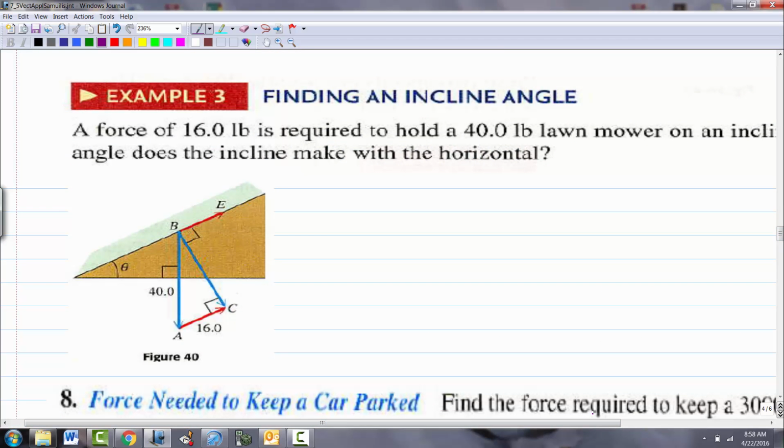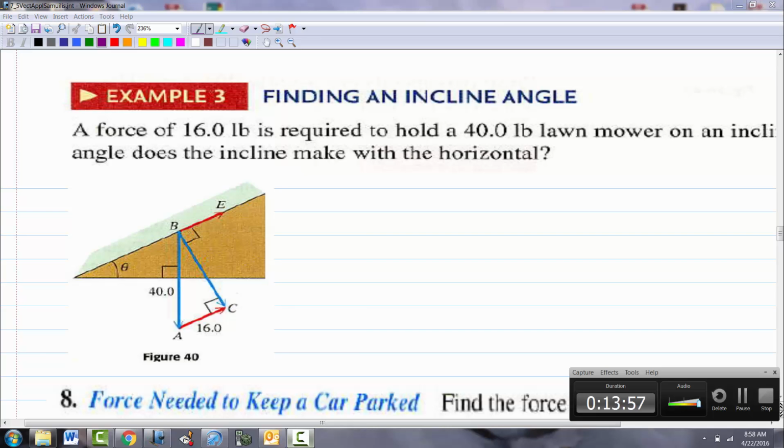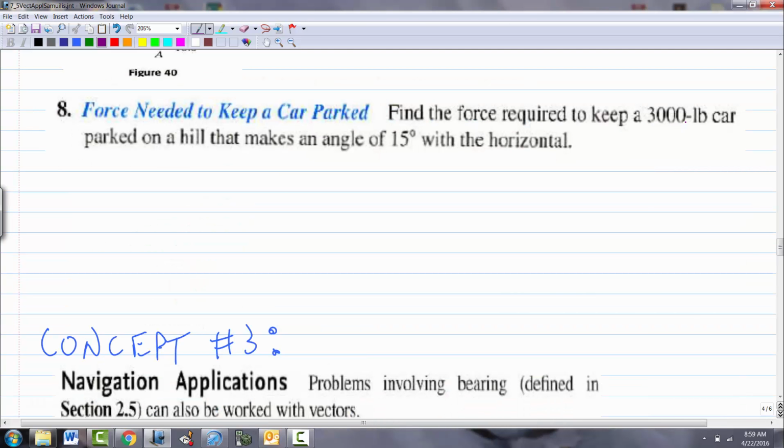What? What happened? There's a controversy. Required to keep a 3,000-pound car parked on a hill that makes an angle of 15 degrees with a horizontal.